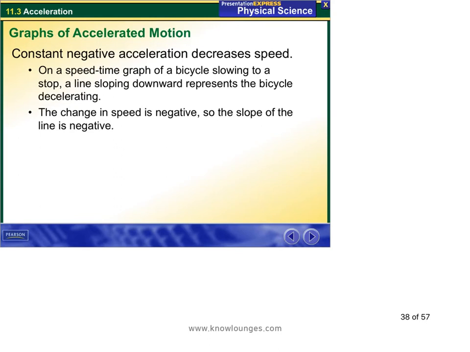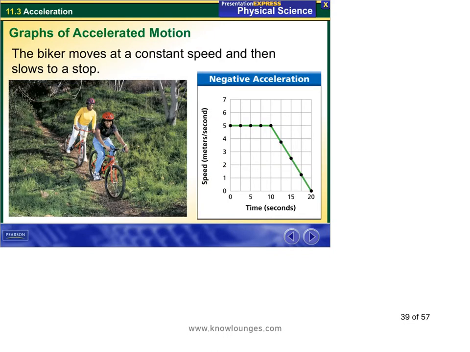Now, if we have a speed-time graph and it's accelerating, the line is not going to be straight, it's going to curve. If a line slopes downward, it represents deceleration, and the slope is negative. So here's a line going down on a speed-time graph, so we've got a deceleration. When it was going this way, it means it was going at a constant speed, no acceleration.